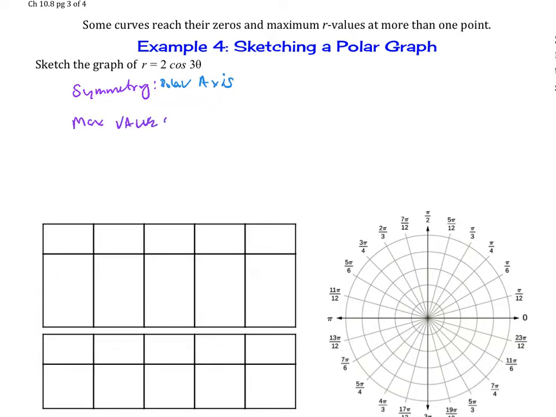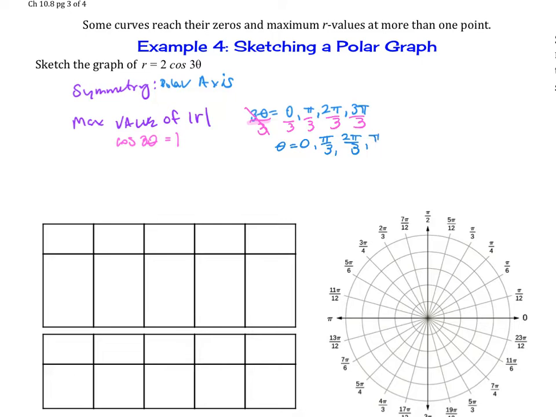Our maximum value of R, absolute value of R. And so that is, again, when cosine of 3 theta equals 1. So 3 theta equals 1 when we are at 0, pi, 2 pi, and 3 pi. So I'm going to do a couple because what we're going to have to do next is to find theta, we have to divide by 3 to isolate the theta. So we notice now that the maximum values of R are going to be at 0, pi over 3, 2 pi over 3, and 3 pi over 3 is just pi.